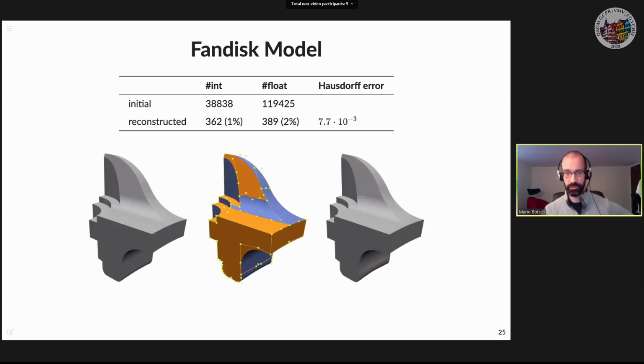So the fan disk model, I mean, this is different because it's not a very coarse mesh, but a, I don't know, denser mesh. And then the compression rates become reasonable if you like compression. So basically our representation depends on the geometric complexity and not on the initial meshing.